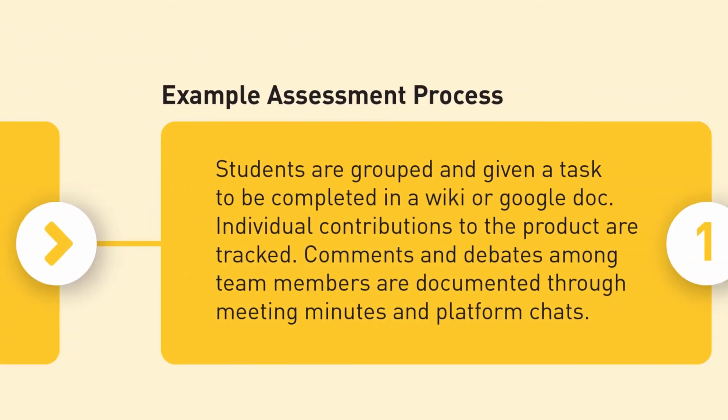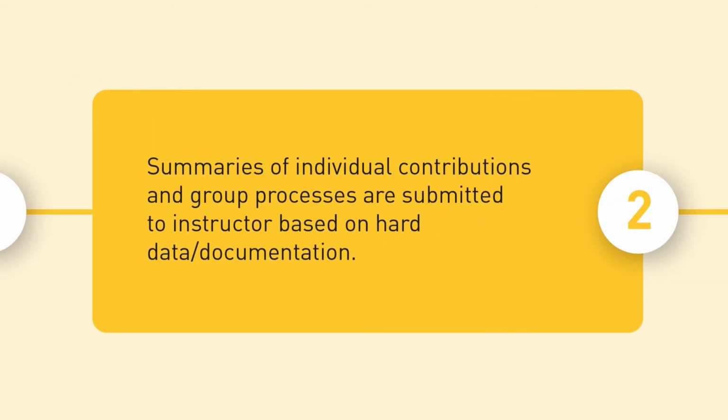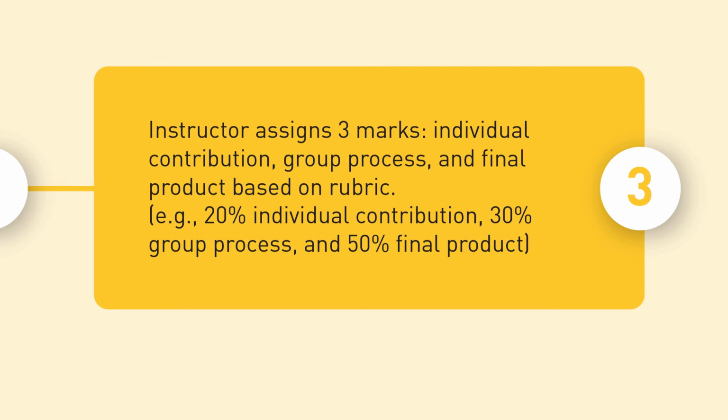The example assessment process. 1. Students are grouped and given a task to be completed in a wiki or a Google document. Individual contributions to the product are tracked. Comments and debates amongst team members are documented through meeting minutes and platform chats. 2. Summaries of individual contributions and the group process are submitted to the instructor based on hard data and documentation. 3. The instructor assigns 3 marks: individual contribution, group process, and the final product based on a rubric. For example, 20% for the individual contribution, 30% for the group process, and 50% for the final product.